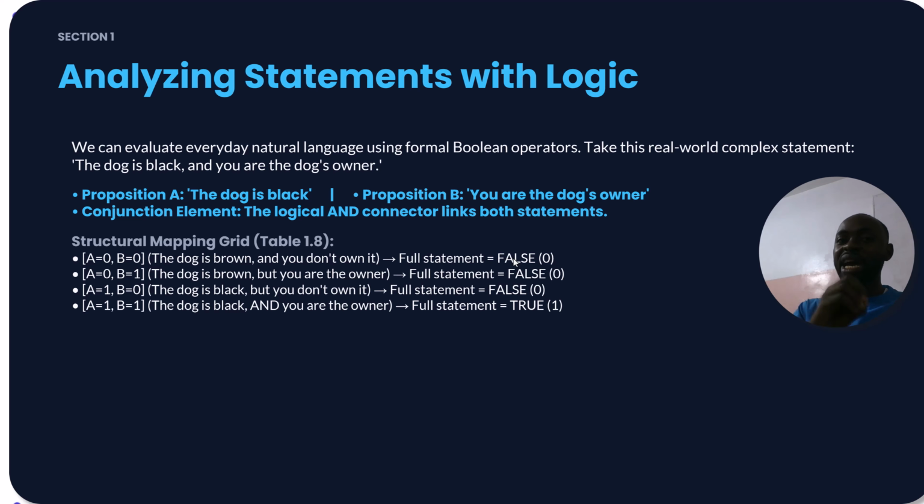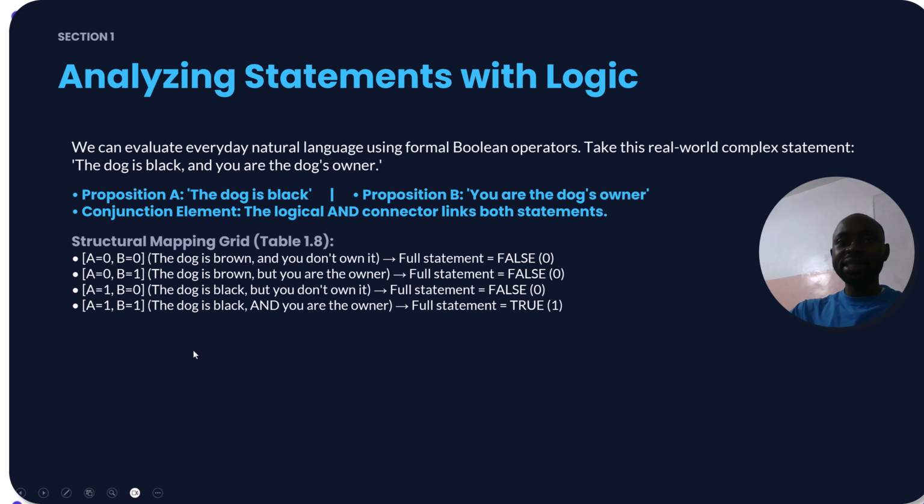Also, we have the dog is brown and you are the owner. You are the owner, obviously, because we said that you are the owner. But the dog is not brown. So in here there is only one input that can be reliable, that can be true, which is the B, equal to 1. But the A is 0.